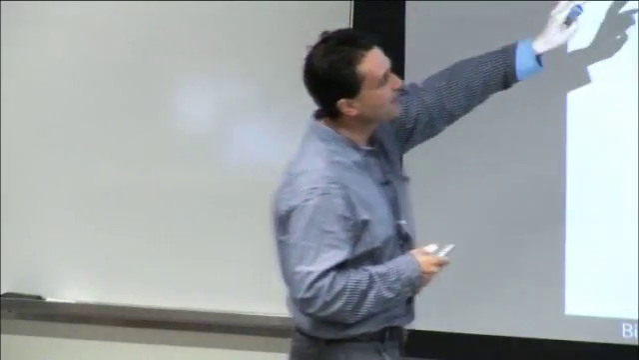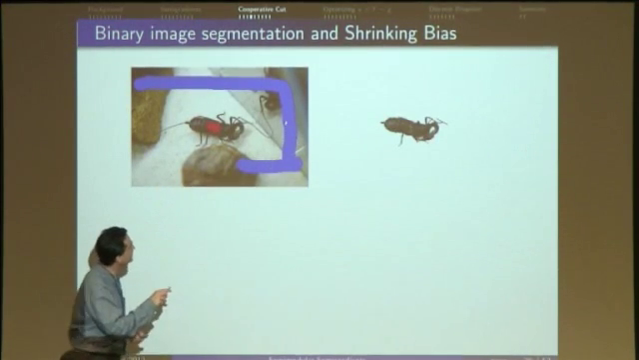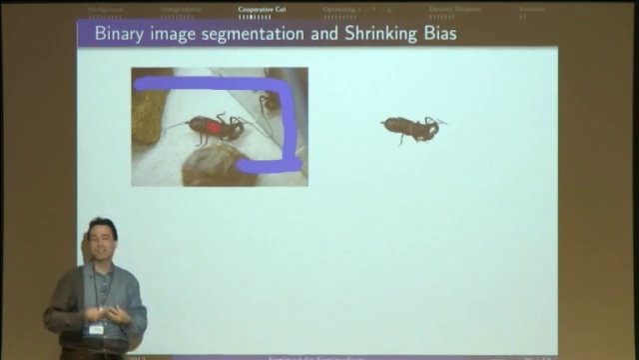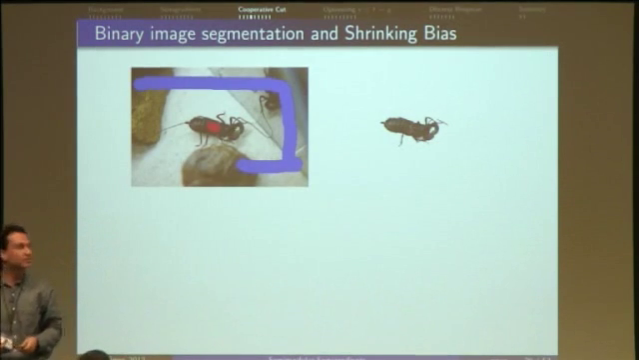And the typical problem that happens when you're trying to segment an insect is you label some of the points in the background and you label some points in the foreground. And what happens is that the antennae, or these protrusions, get cut off. This is something called the shrinking bias problem in computer vision.